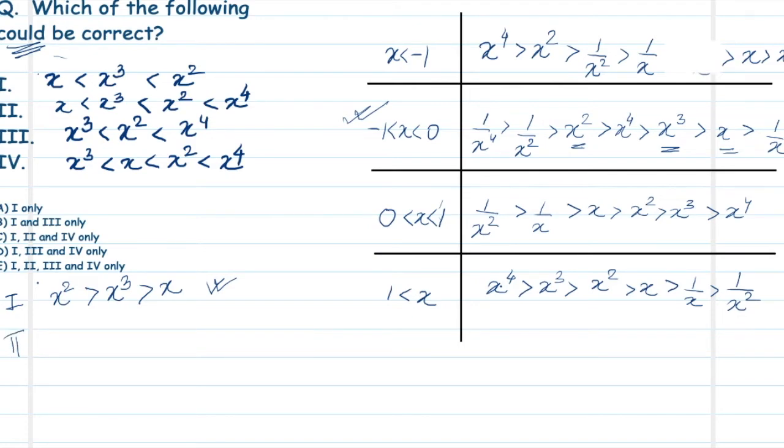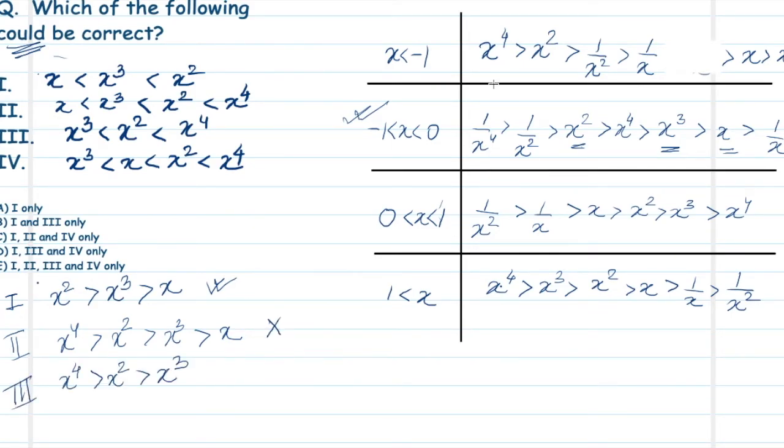Let's take choice number 2, x less than minus 1. It looks promising. X to the power of 4 is greater than x square, but x is greater than x cube. So this is not the case. This is definitely not the case because x square is greater than x to the power of 4. This is also not the case because x square is greater than x to the power of 4. And here x to the power of 4 is greater than x cube is greater than x square. So that is also not the case. So this relationship can never exist.